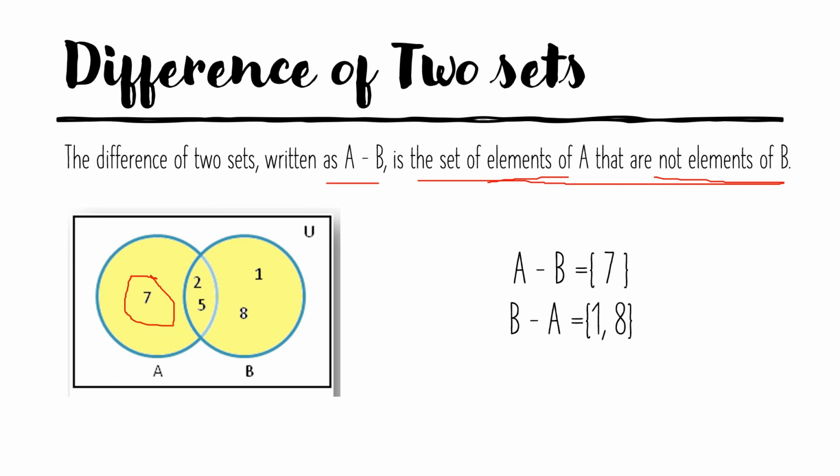Next, we have B minus A. So look for the elements of B such that they are not elements of A. So B minus A, the elements are 1 and 8. So that is the difference of two sets.